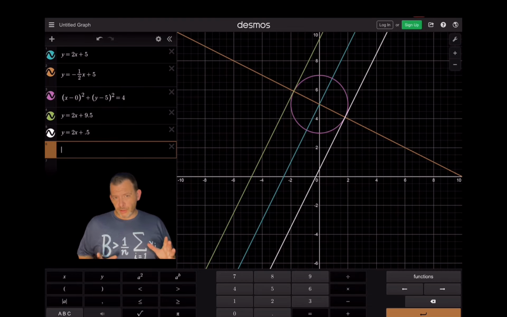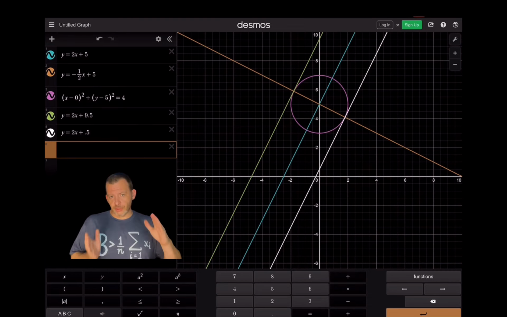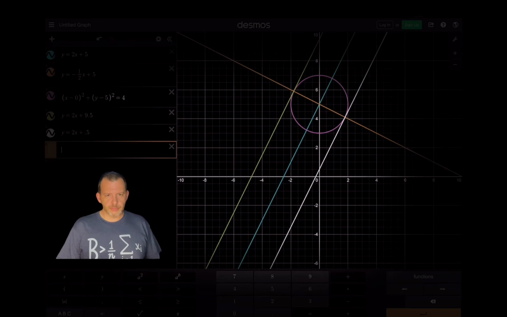So I've chosen the y-intercepts very carefully so that those two lines are tangent to the circle. It was a little tricky.